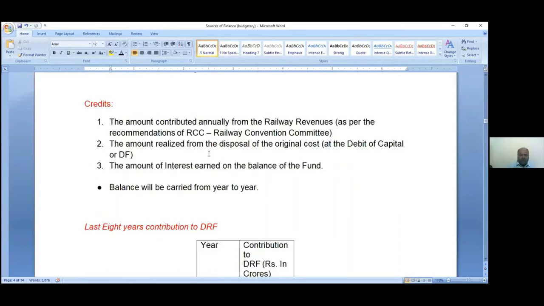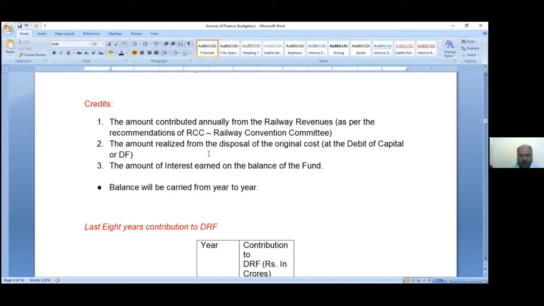Credits is now the amount regularly charged to revenue, railway revenue. Appropriation is used only for the development fund, safety fund, RRS and other funds. For the depreciation reserve fund and pension fund, it is charged to the fund. However, we are not maintaining the depreciation account in a scientific manner. We will discuss that later.